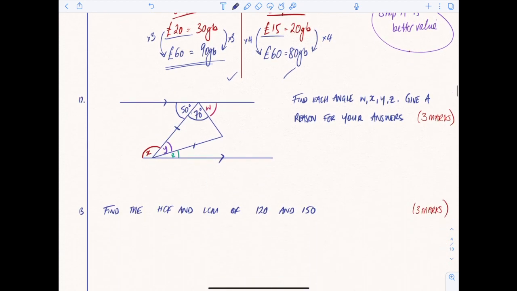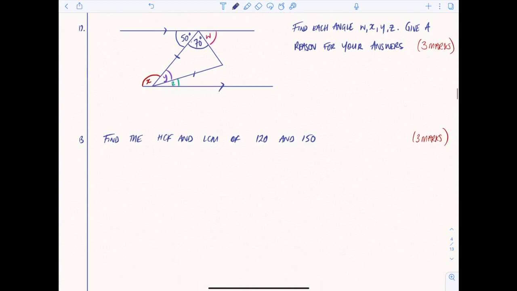Okay, some angle rules, things that you need to know. With this, you need to start thinking about your Z shape, which is alternate. Again, if you're not sure, watch the video on this. Corresponding is your F shape. And your final one is co-interior, which is your C shape, and they add to 180. Okay, so they're the things you need to be aware of and you need to know.